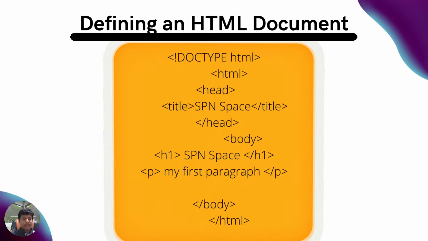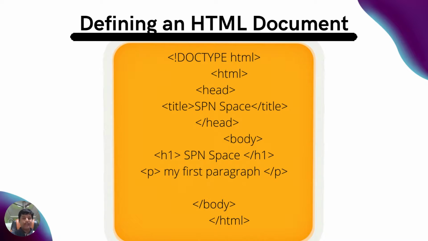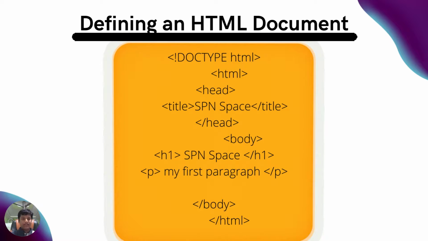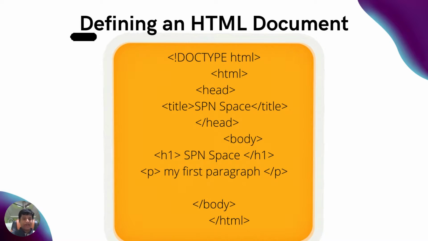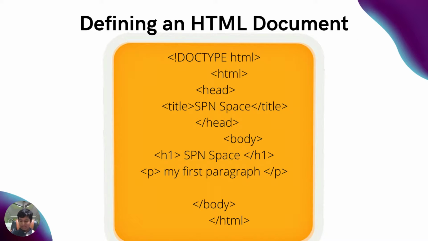And this is H1. There are heading 1, heading 2, heading 3, heading 4, heading 5, heading 6. So there are 6 headings, and H1 is the highest and H6 is the lowest font size. And this is the P tag. P tag is nothing but the paragraph tag. And this is the body tag close, and when we complete the document, we should close the HTML tag too. So now let's know about each tag.